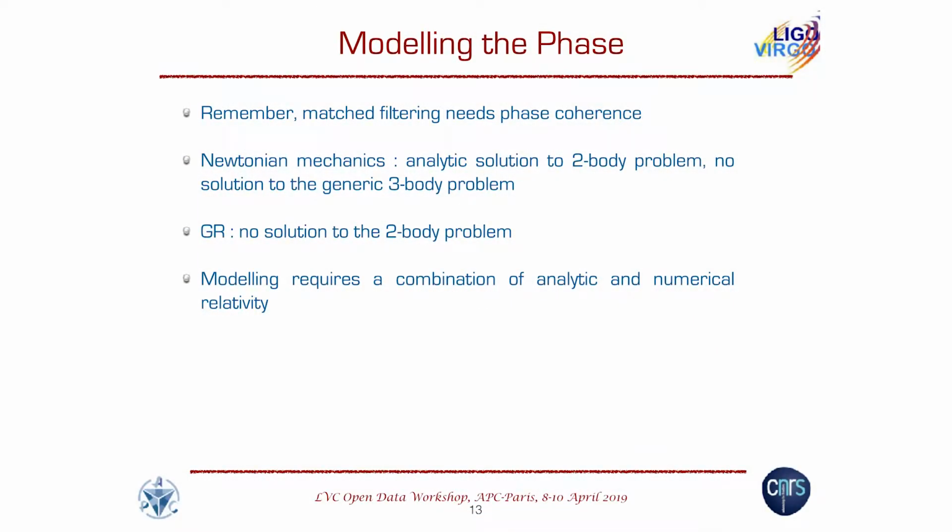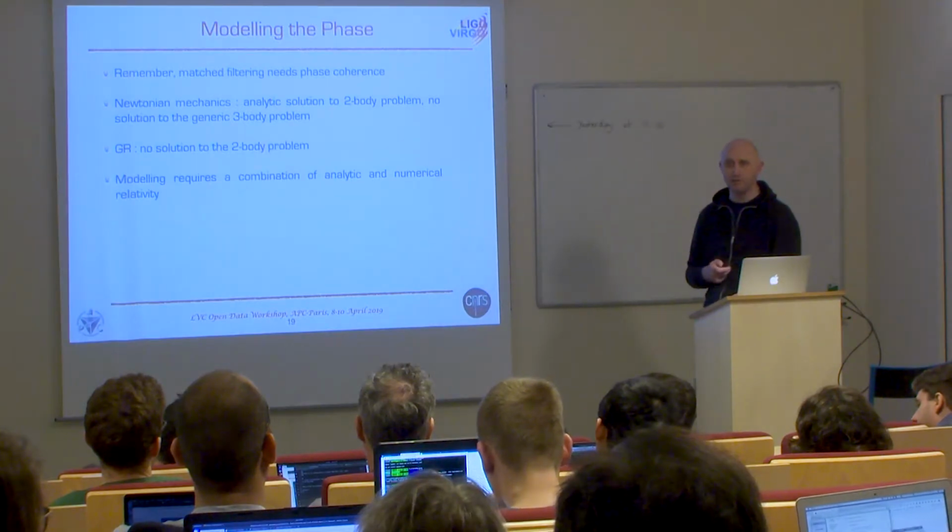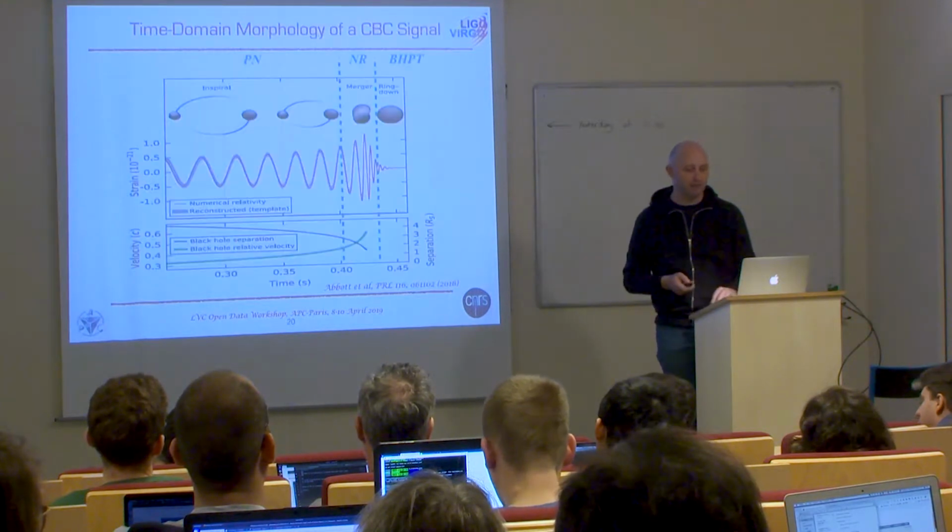So matched filtering is very much dependent on having an extremely accurate model of the phase of the signal. It doesn't really matter about the amplitude, but the phase is absolutely crucial. And the problem that we have in general relativity is that there's no solution to the two-body problem. So we need to use a combination of analytical relativity and numerical relativity.